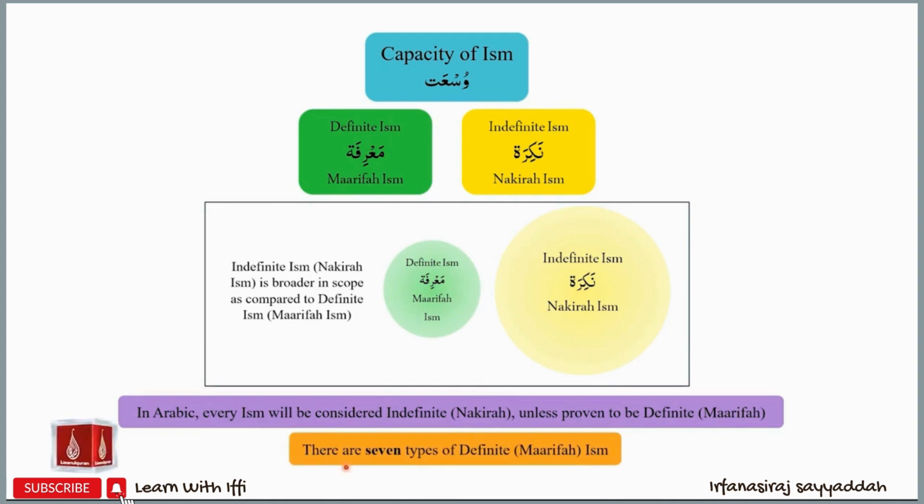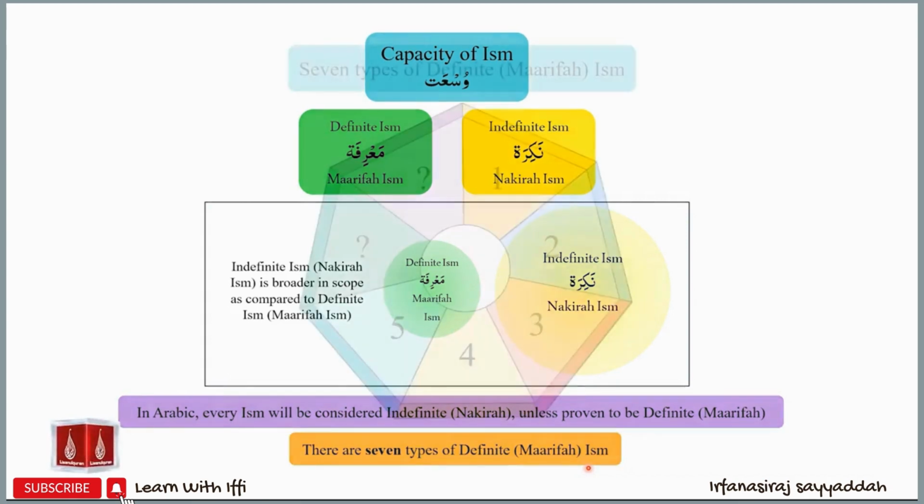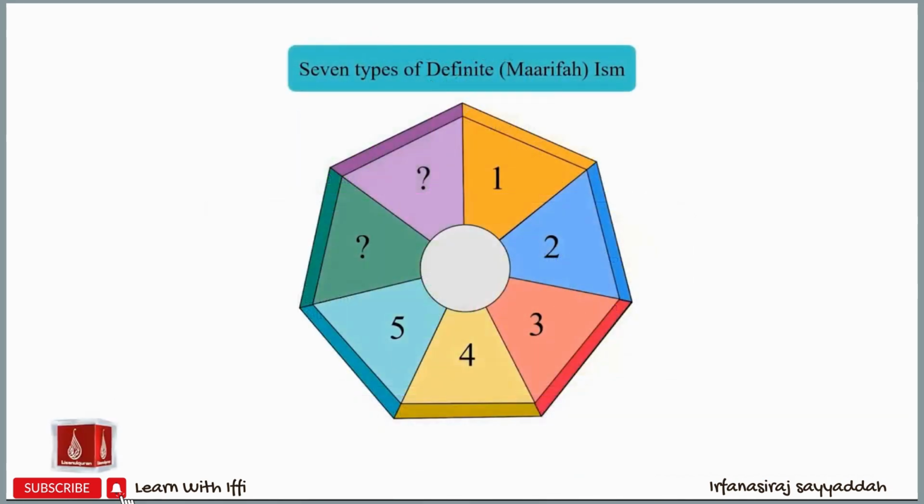There are a total of 7 types of definite or marifa ism. We will start with a study of the types of definite ism or marifa ism. At this time, we will only study the first 5 types of definite ism. The remaining 2 types will be studied in the later sections of this series, inshallah.